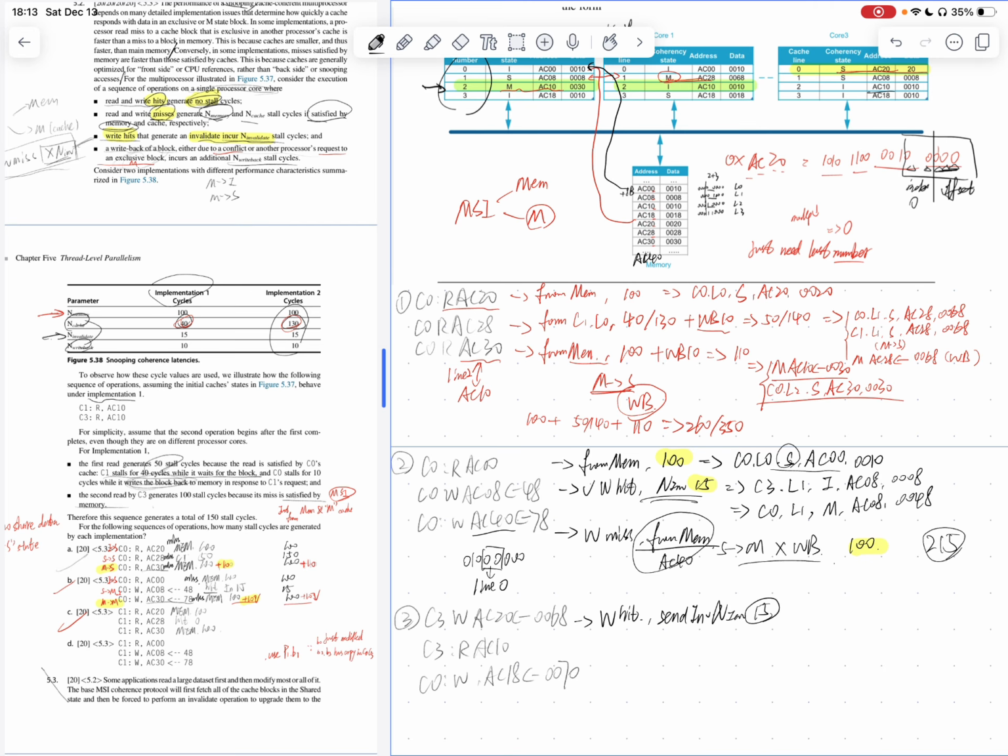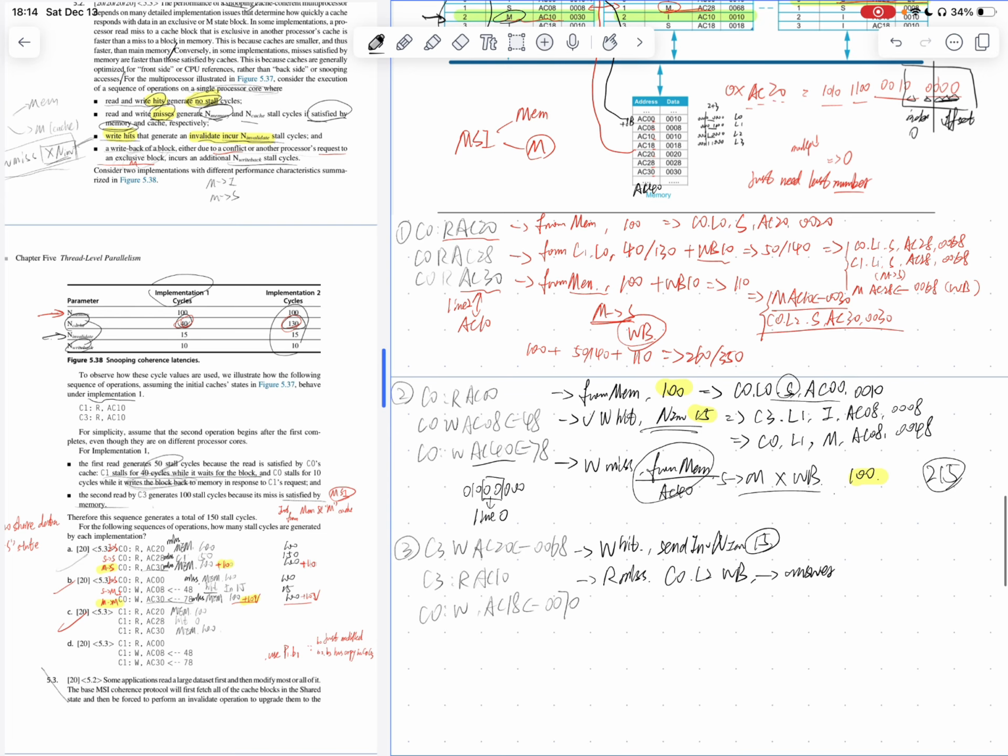Do we have AC10? No, I don't have it. Is any other one of us modifying it? Yes, the C1. So firstly, it will be a read miss, and then C0 line 2 needs to write back, and also answer the C3 read miss, the bus read. So remember, the write back takes 10, the answer takes 40 or 130, so it will be 15, 50 or 140.